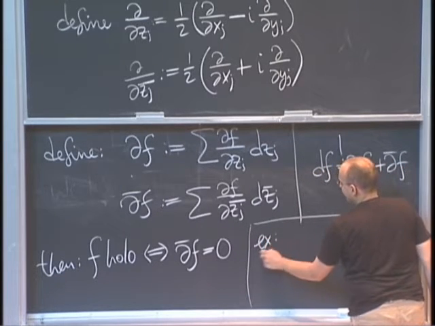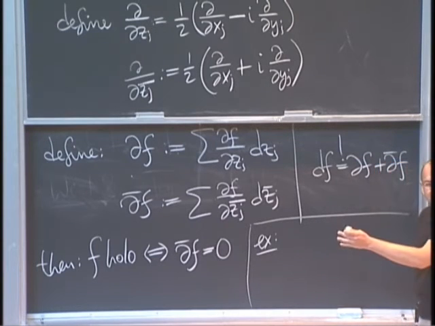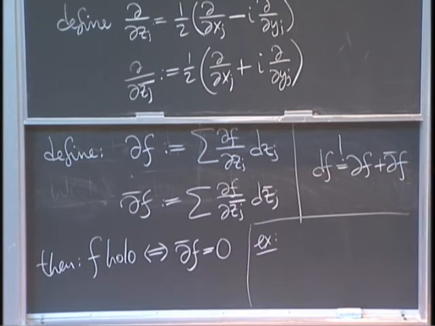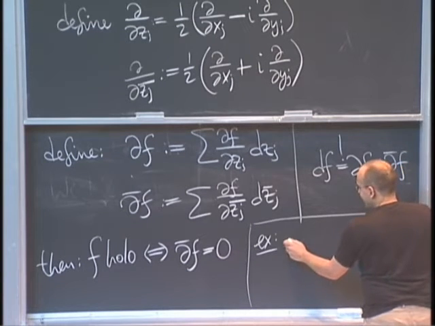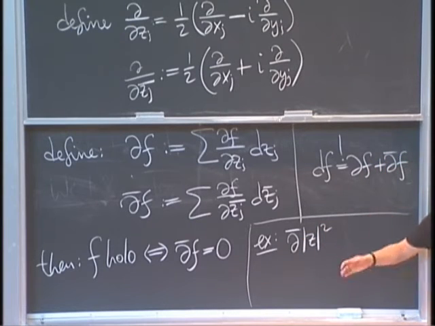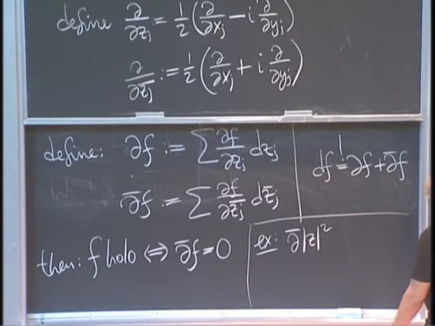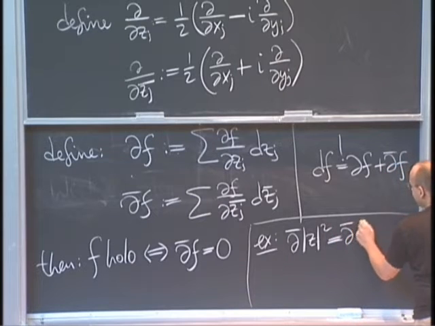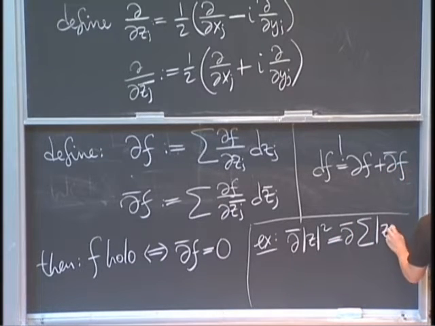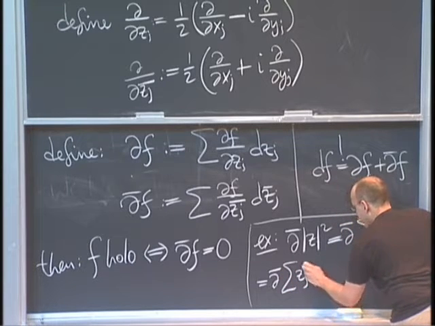So for example, I'll just write down one equation that happens to be right. It doesn't actually mean anything. It's just to show you how the symbols are used. So if you take something like del bar of mod z squared, where mod z is the Euclidean radius function in Cn, so it's just the sum of the absolute values squared of the complex coordinates. If you wanted to compute something like this, I would write this as del bar of the sum of mod zj squared. So this is del bar of the sum of zj times zj bar.